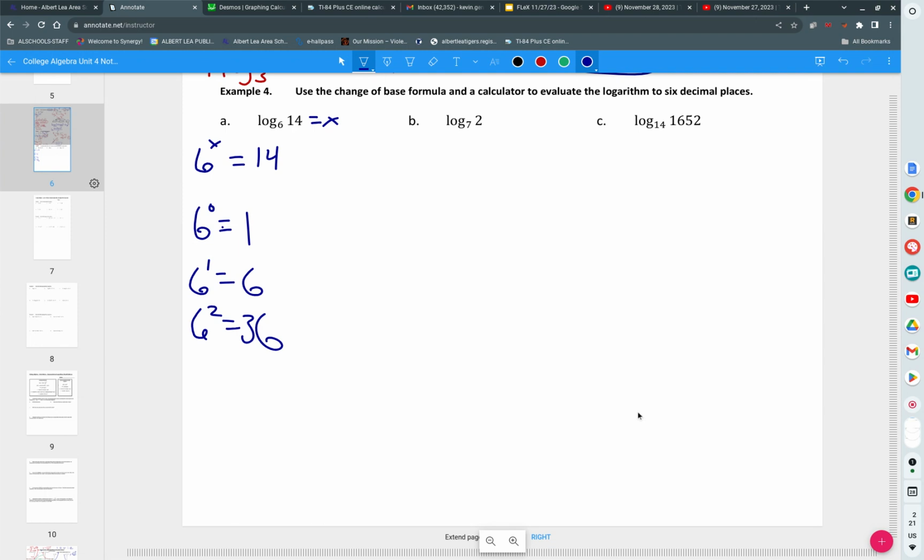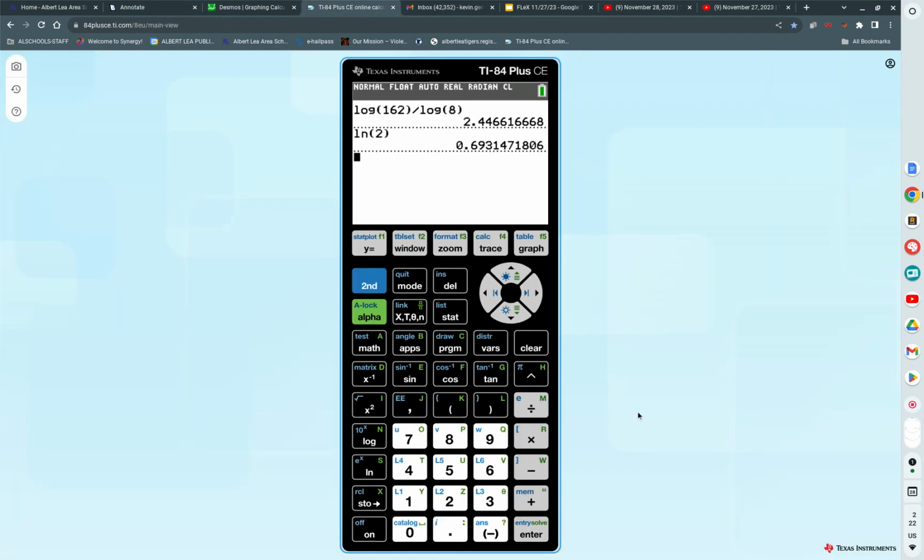Very simple. Log base 6 of 14 is the same thing as log of 14 divided by log of 6. You simply do log of 14 divided by log of 6. Or natural log of 14 divided by natural log of 6. Either one will work so long as you keep the same base. So we'll grab our calculator. Make sure that you type this in correctly.